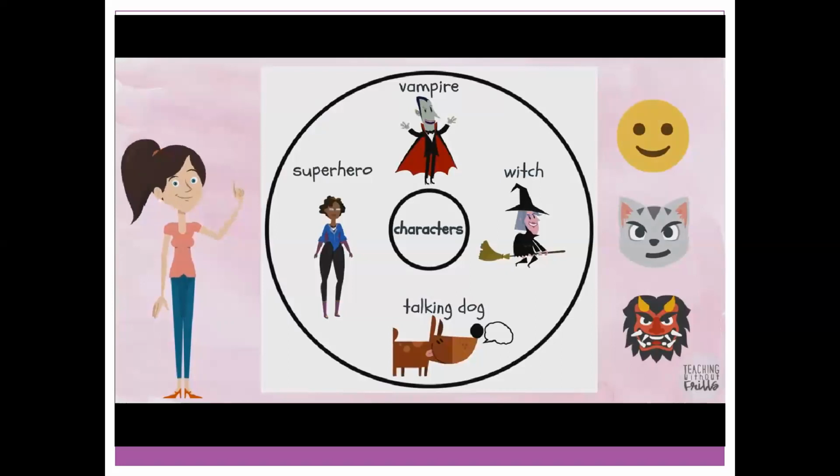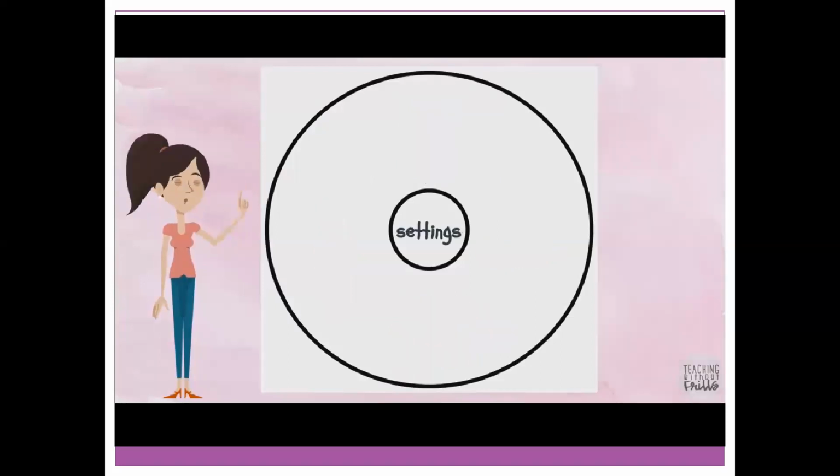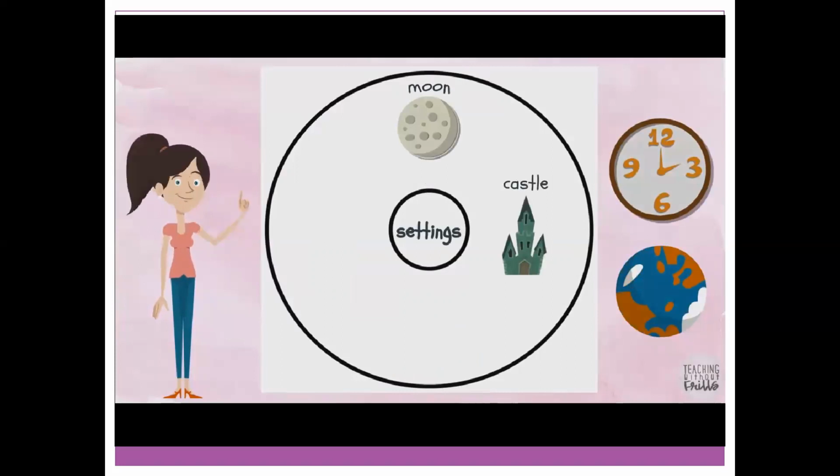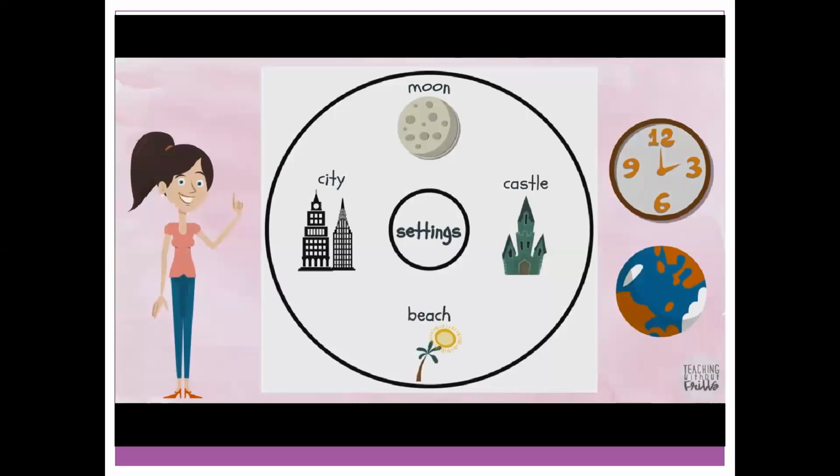It might also help if you brainstorm some possible settings. A setting is when and where your story takes place. A fantasy story can take place in the past, present, or future. It can take place somewhere realistic or somewhere you've imagined. Let's see. My setting could be the moon in the future, maybe a castle long ago, a big city at night, or even a beach in the summertime. I'll think more about the details of the setting I choose later, but these are some good ideas to help me get started.